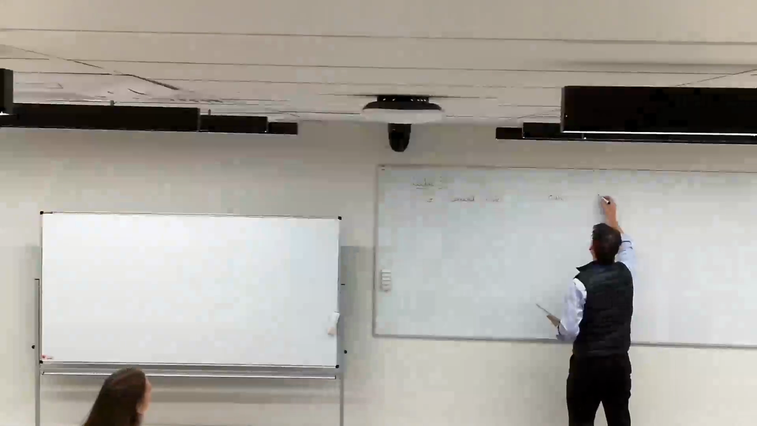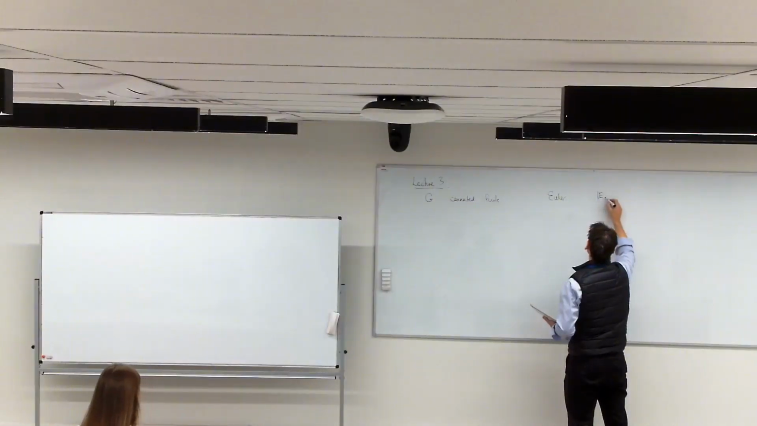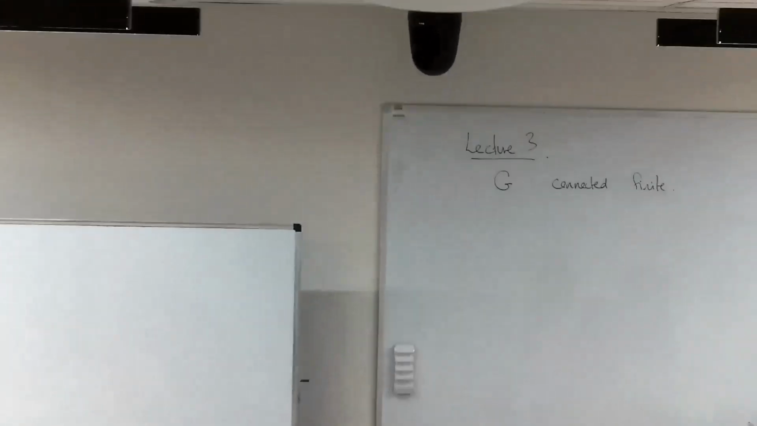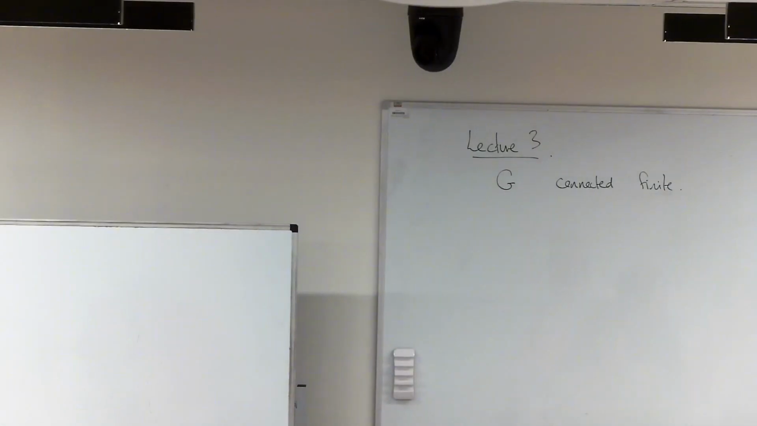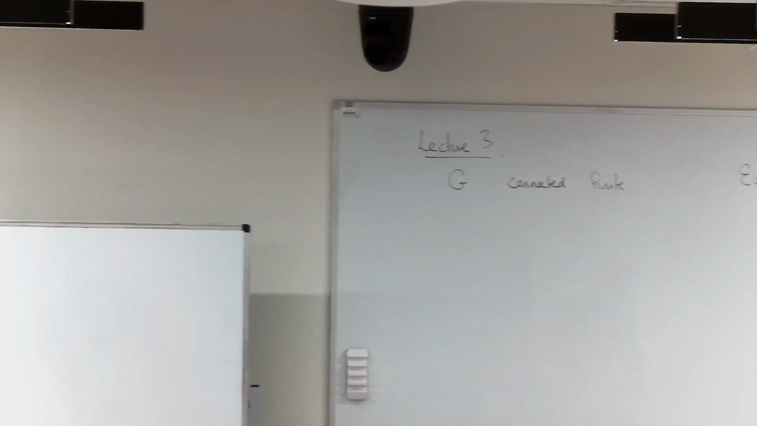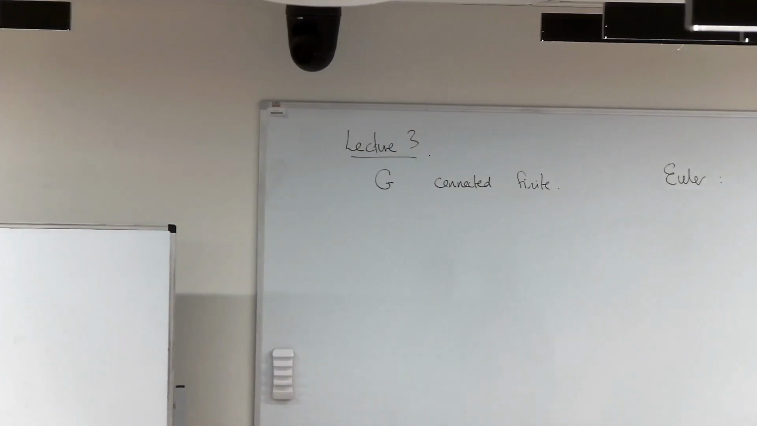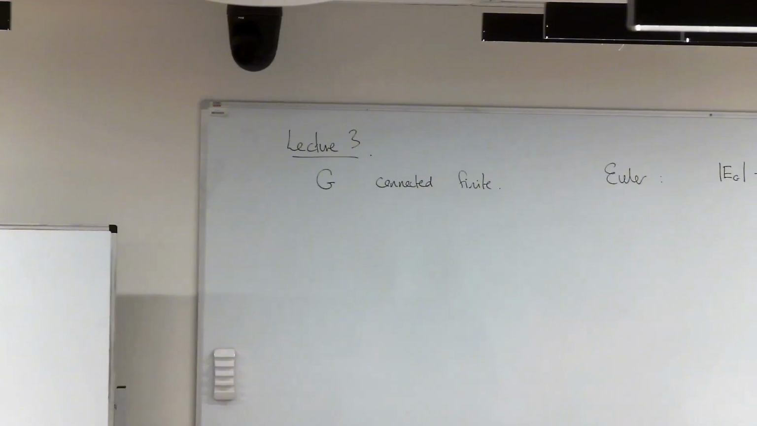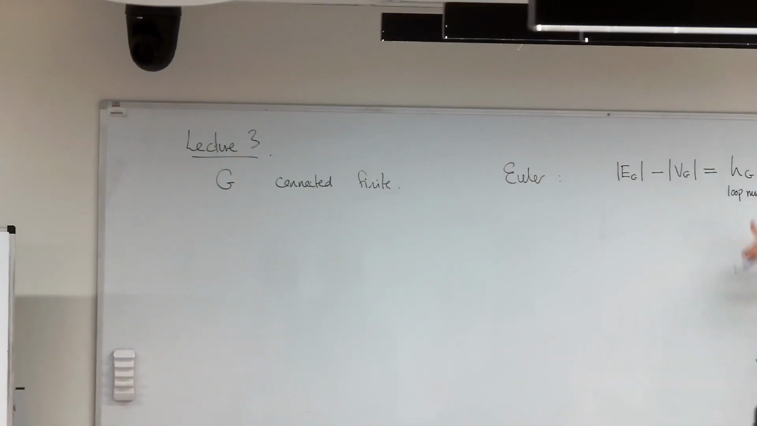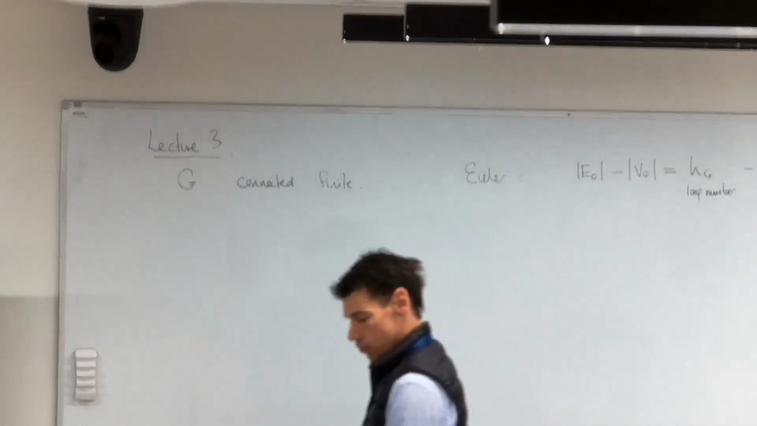I'll just remind you of Euler's formula, which is the number of edges minus the number of vertices equals what I call the loop number minus 1. I think that's correct. So you can take this as a definition of the loop number.